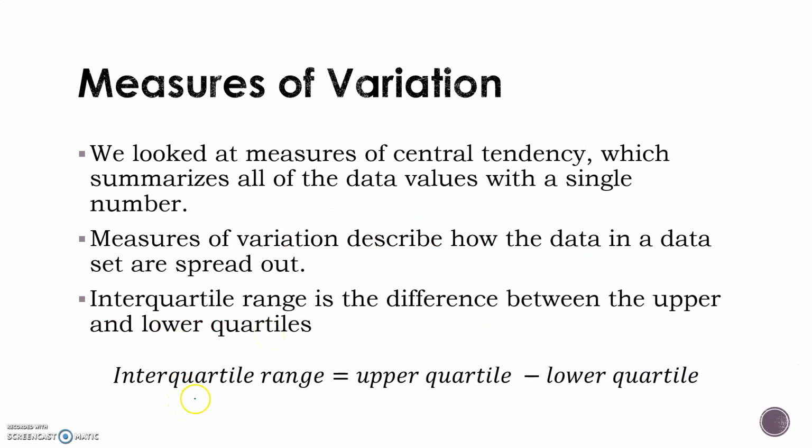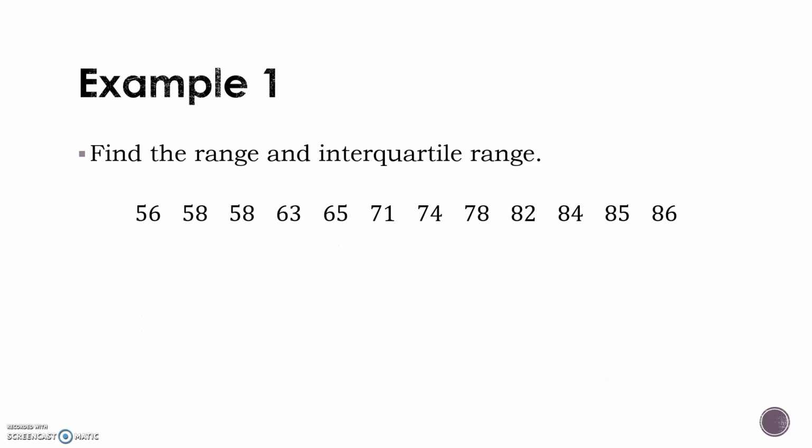So interquartile range, we talked about this yesterday, or I mentioned it yesterday, but you didn't have to do any calculations. It's simply finding the upper quartile minus the lower quartile. So what's that spread of data? So for the range and the interquartile range, what I need to do is put them in, oh, they're already in numerical order. You're welcome.